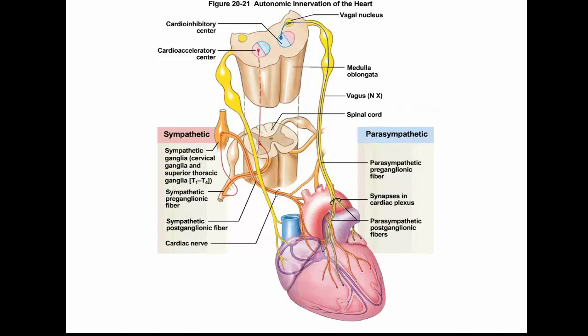So together they have to work at maintaining a heart rate that we can live with and then respond to changes in our circumstances. So if we've got a lion chasing us, then we would want an increase in sympathetic innervation so that our heart beats faster.